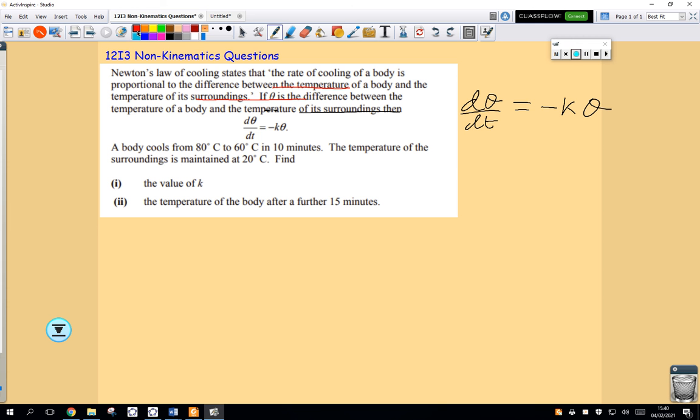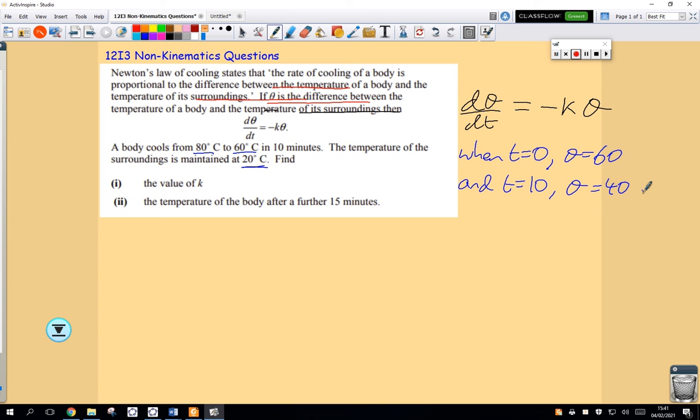Okay, so a couple of things. Remember, theta is the difference between the temperature of a body and the temperature of its surroundings. So if the body is 80 and its surrounding is 20, well then theta is equal to 60, the difference there. So initially, when t equals 0, theta is equal to the difference between 80 and 20, which will be 60. And when t is equal to 10 minutes, theta is equal to the difference between the temperature of the body and the temperature of its surroundings, which will be 40.